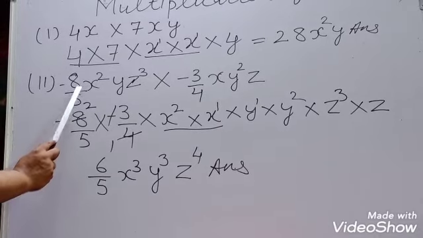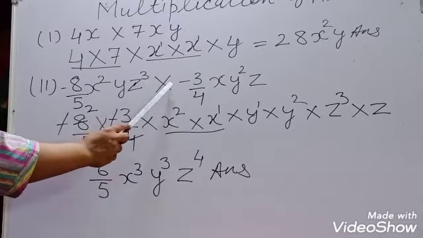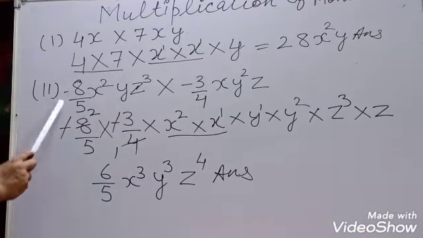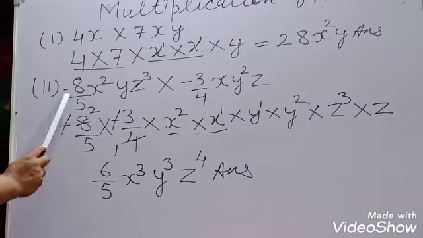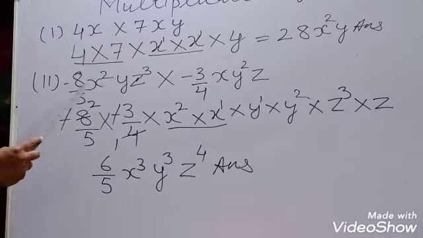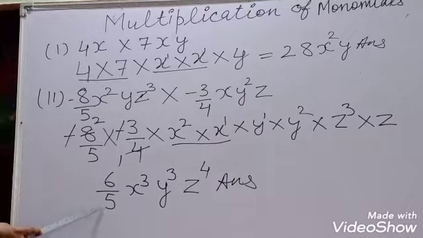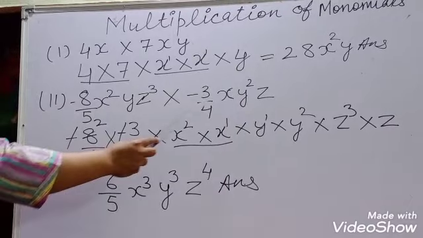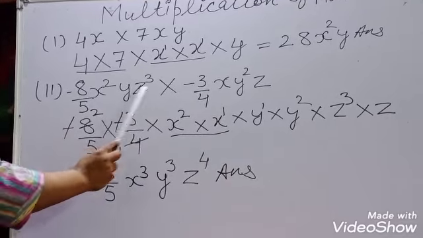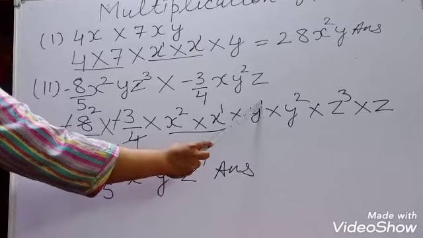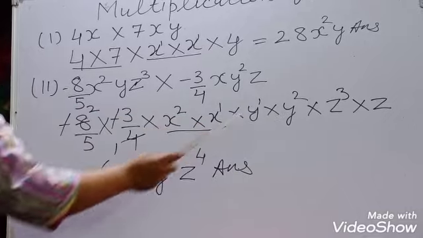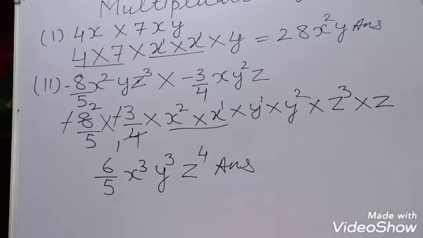Now minus 8 over 5 x square y z cube into minus 3 over 4 x y square z. Now just again multiply the like terms. Minus 8 over 5 into minus 3 over 4. Cut down the negative signs. 4 twos are 8 and we will get 2 into 3, 6 upon 5. Now again x square into x. Using laws of exponent, it will become x cube. Then y into y square, y raised to power 1 plus 2, y raised to power 3. z raised to power 3 into z, it will become z raised to power 4.